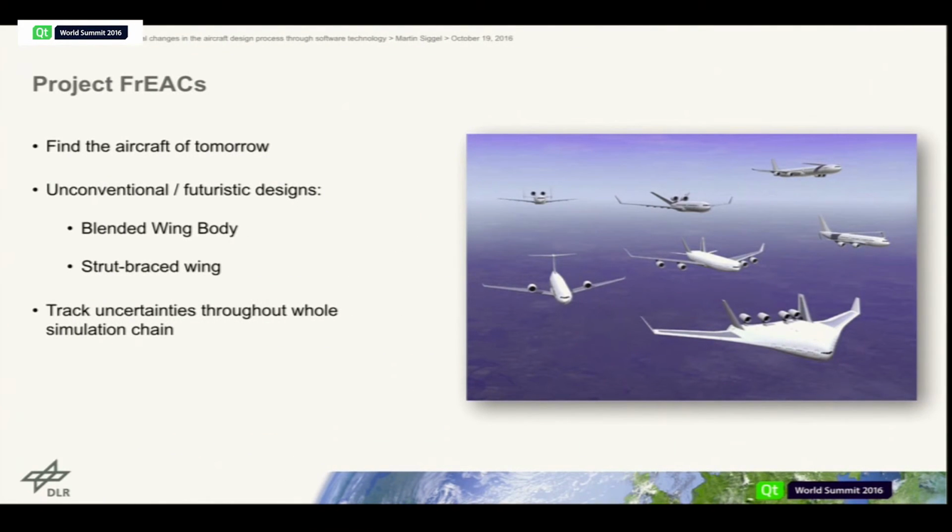And one of these projects where I'm also involved is the project Freaks, where we want to find the aircraft of tomorrow, new aircraft designs, unconventional and futuristic designs. For example, here in the front you can see the blended wing body design, which is good in order to fit many passengers into one aircraft, and which is really efficient in its lift and so on, or strut-braced wing design. And this project is about tracking uncertainties through simulation chains.